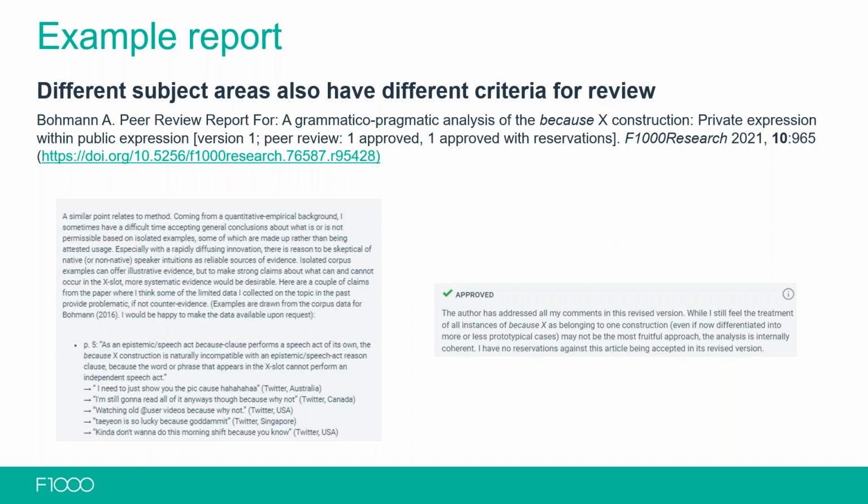Along with different article types, different subject areas also have unique criteria. Physical sciences can be quite objective with their reviews. This often leads to quite concise reports with essential actionable comments. Reviews for humanities papers, such as this example, are often more subjective, and it's quite common for reviews with approved statuses to still have minor disagreements with the authors, as was the case with this article.